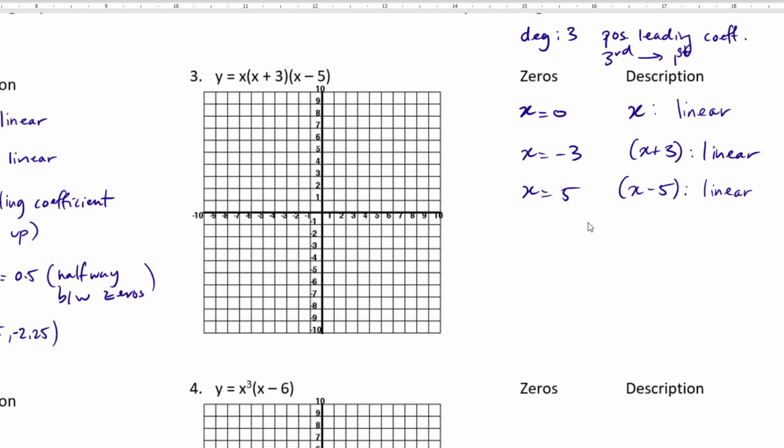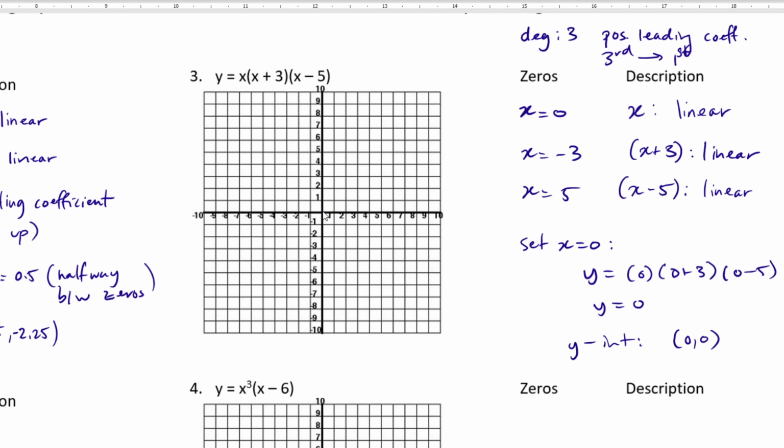And the last thing that I can do is set x is equal to 0 to find the y-intercept, and then I would have y is equal to 0, 0 plus 3, 0 minus 5, so y is also equal to 0. So my y-intercept is (0, 0).